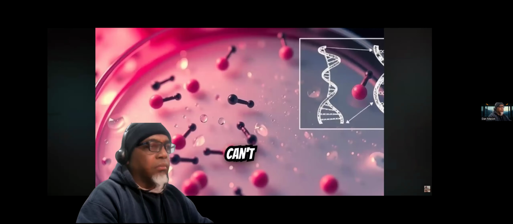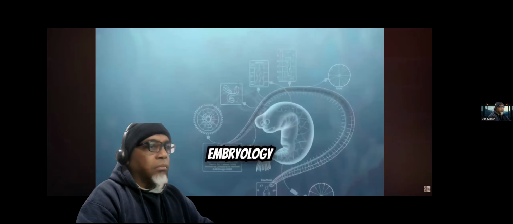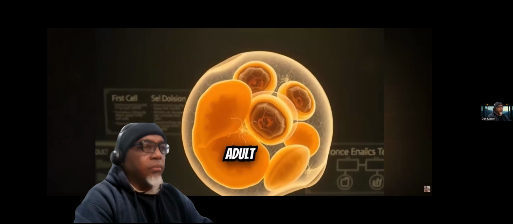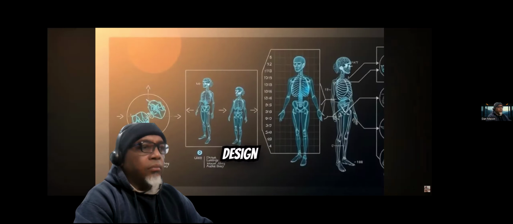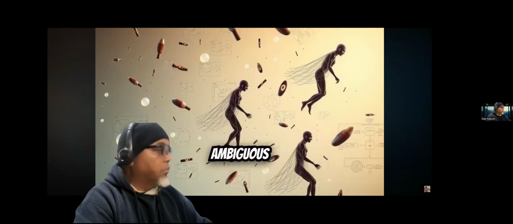Chance can't make plans for what's to come. Only intelligence can see how things will end up and steer each step toward that goal. Embryology shows that programming has a purpose. The plan for the adult starts with the first cell. Biology of design calls this planned construction. Unguided evolution just gives us ambiguous stories.